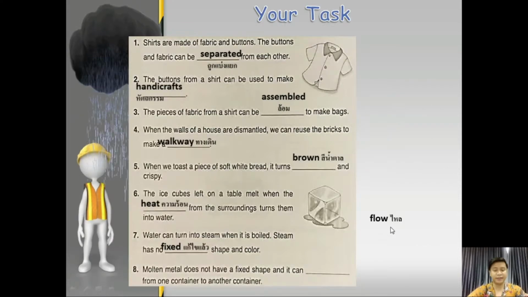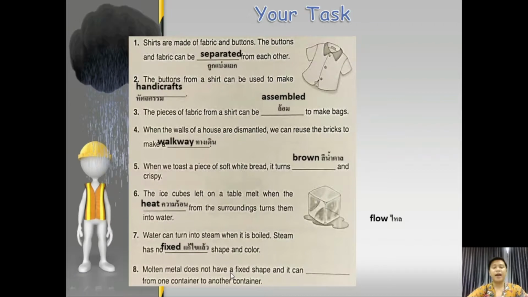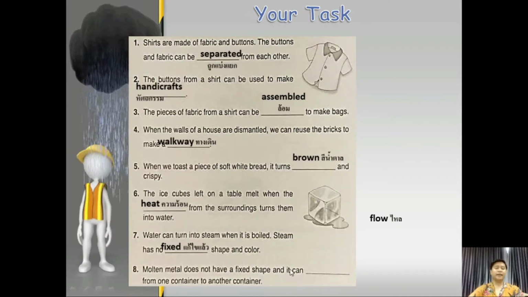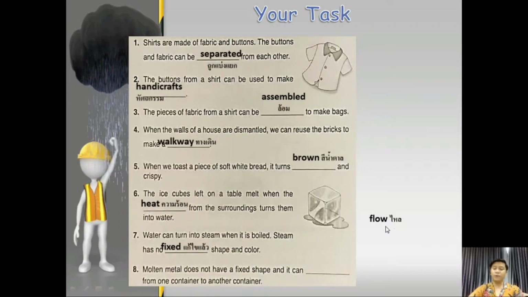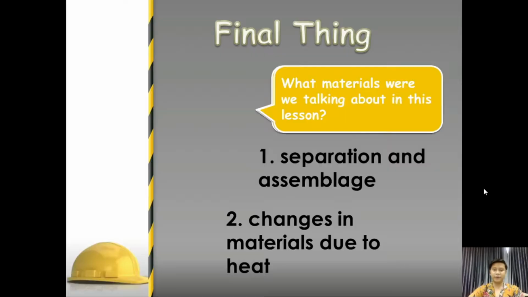And the last one, of course, flow. So let us read. Molten metal does not have a fixed shape and it can flow from one container to another container. Okay, so for the final time, what materials were we talking about in this lesson? We have the separation and assemblage, and number 2, changes in materials due to heat.